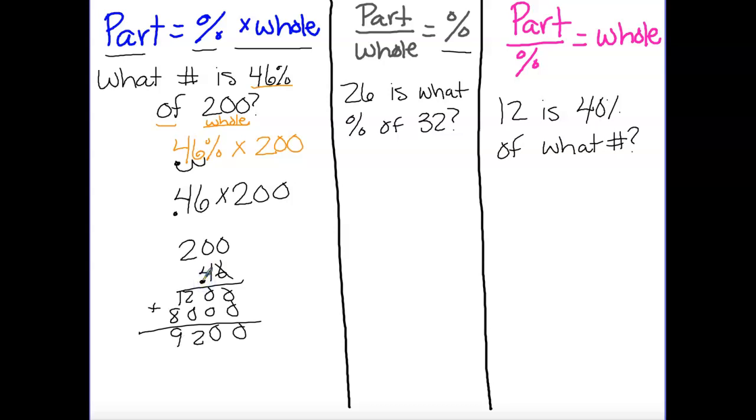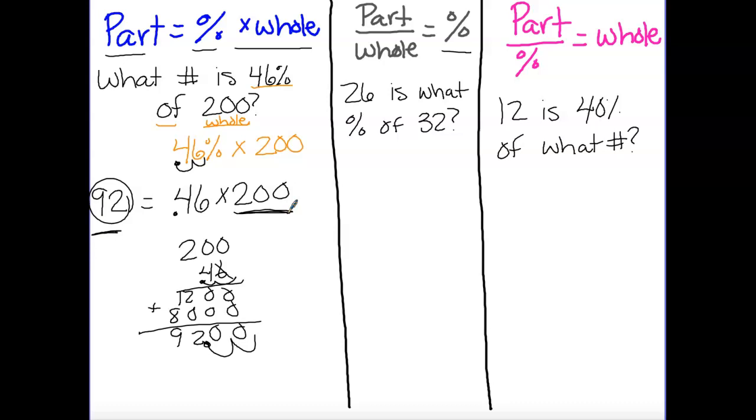Since my decimal, I forgot to write my decimal. Since I moved it 2 places, 1, 2, I have to move it 2 places back, 1, 2. And 92 is my part. I can check my answer because my part should be smaller than my whole, and it is. We could also think that 50% of 200 would be 100, and 46% should just be a little less than that, and so we can guess that we are correct.